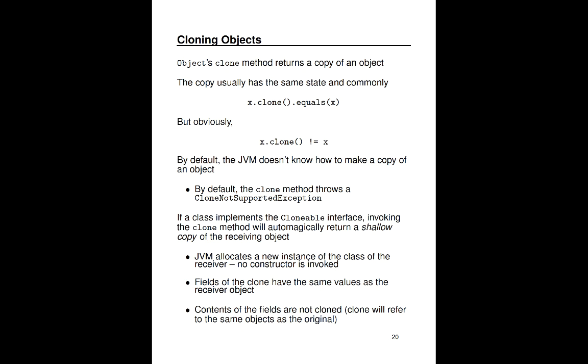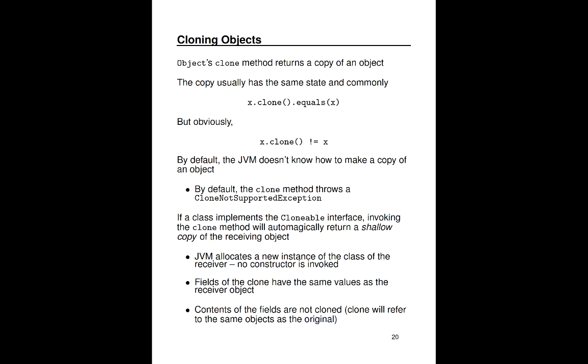So I want to talk a little bit about how to clone objects in Java. So we learned that there's a clone method on java.lang.Object that returns a copy of that object. The copy is meant to have the same state and the same behavior as the object it was cloned from. So, in general, you have an object and you clone it, that cloned object is equal to the original object. However, of course, when you clone an object, you're not going to get the same object. Well, you're making a copy of it. It shouldn't be the same.